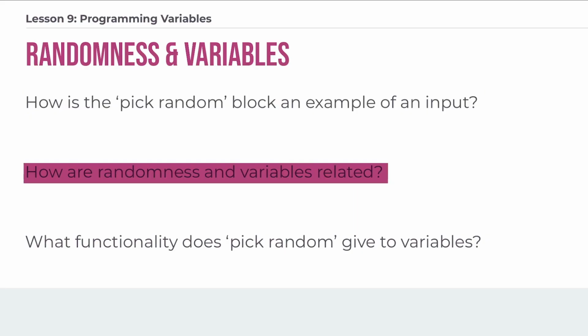And obviously you can see the connection between randomness and variables. For one thing, the pick random number itself, once that number is picked, it is used in place of a variable. It is a variable. And so it's nice to be able to use those.